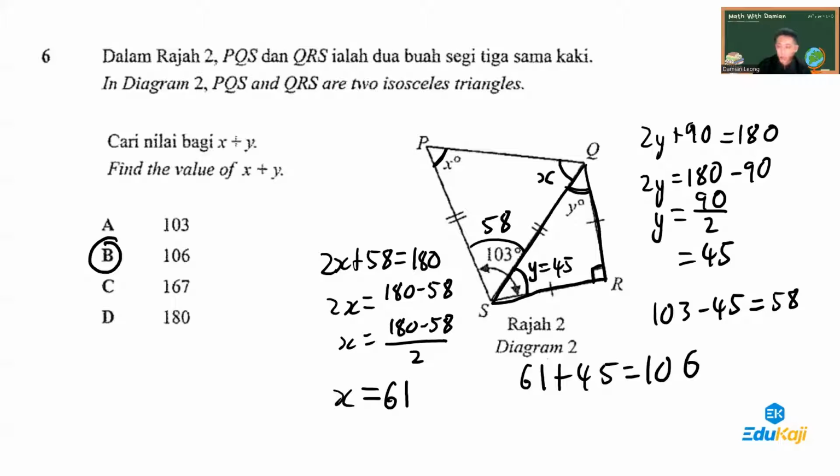Always look for the triangles or quadrilaterals you can use, or if it's a polygon, any polygons that you can use.